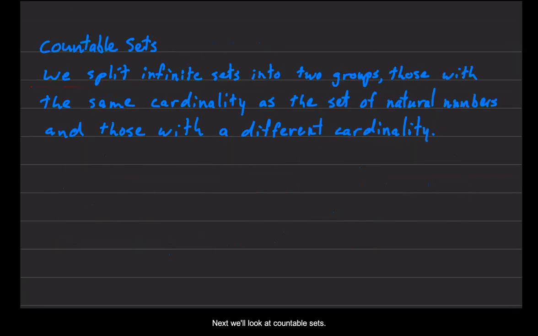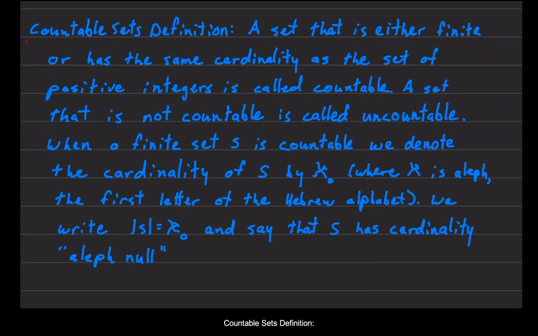Next, we'll look at countable sets. We split infinite sets into two groups, those with the same cardinality as the set of natural numbers and those with a different cardinality. The countable sets definition. A set that is either finite or has the same cardinality as the set of positive integers is called countable. A set that is not countable is called uncountable.